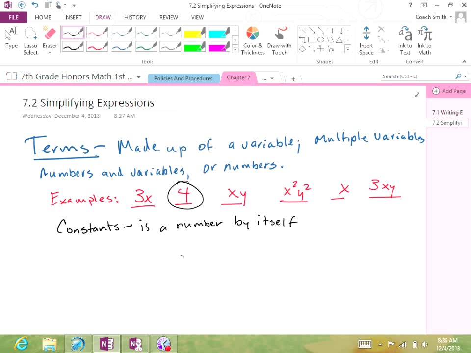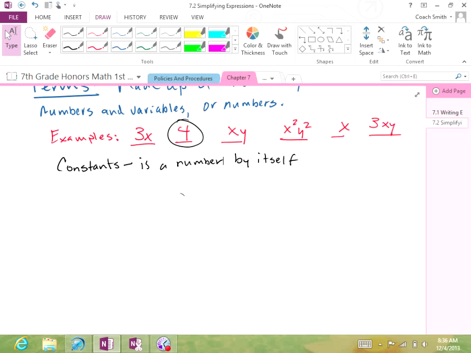And when I add variables, variable means that it differs. Okay, so when I add that to the mix, then it's obviously going to change. It's not going to be constant anymore. Okay, so a constant is a number by itself, and it stays the same.